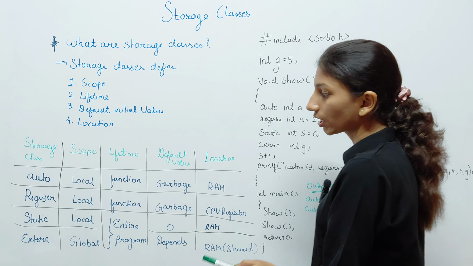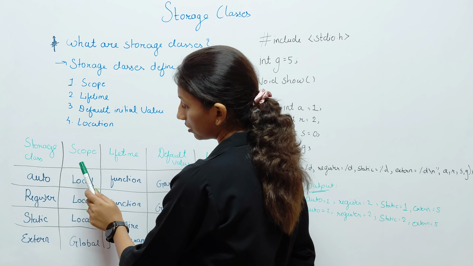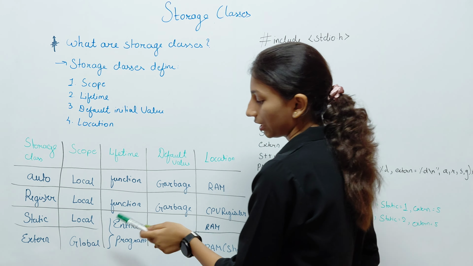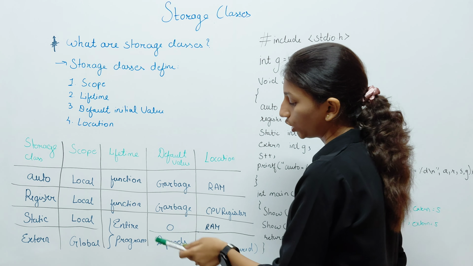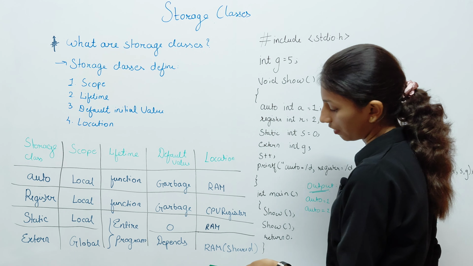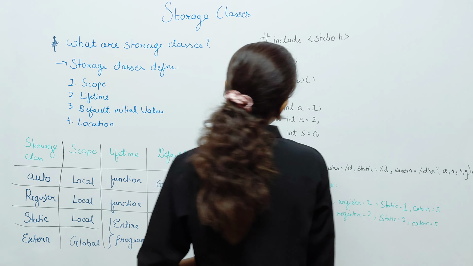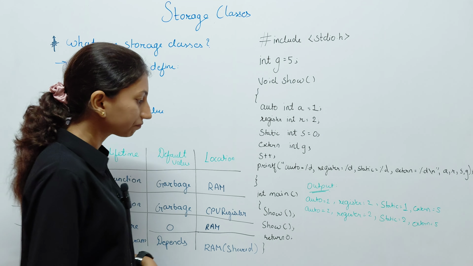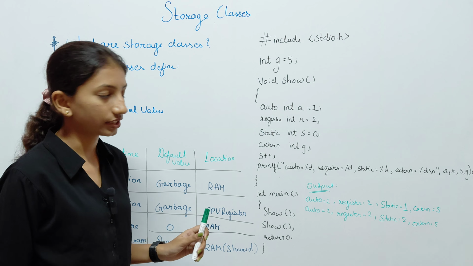Location is RAM. And last one is external. The scope is global. Lifetime is entire program. Default value depends upon the user and program, and location is RAM, which is shared. Now we'll see one program which covers all the storage classes.